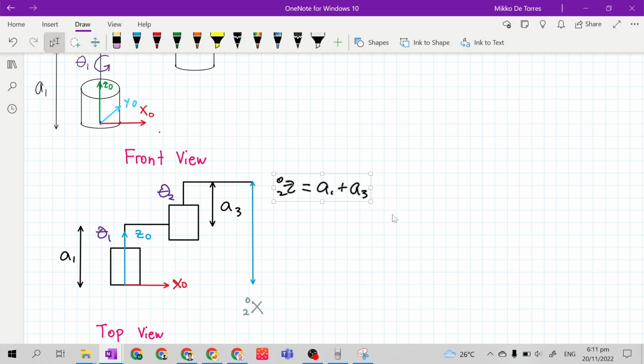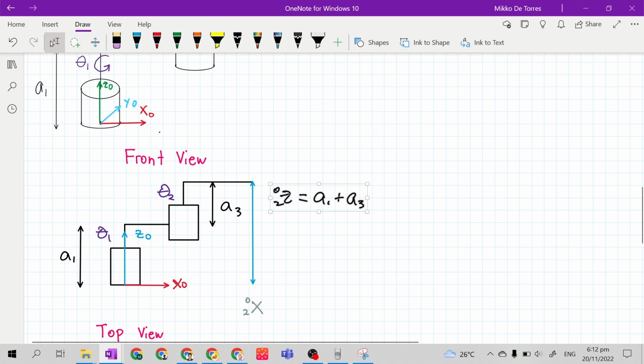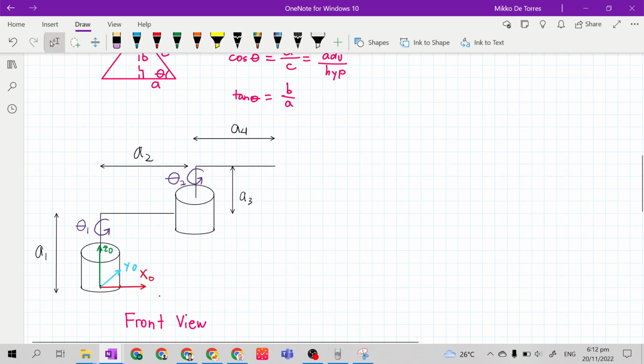You can't solve for a joint variable, because Z02 is just A sub 1 plus A sub 3. So, even though Z02 is equal to A sub 1 plus A sub 3, it's not helpful in your inverse kinematics solution. Okay, so this is the only analysis you can get from the front view of this kinematic diagram.